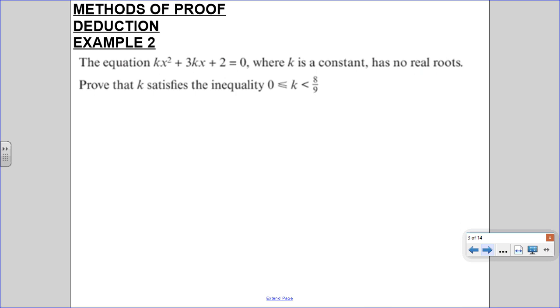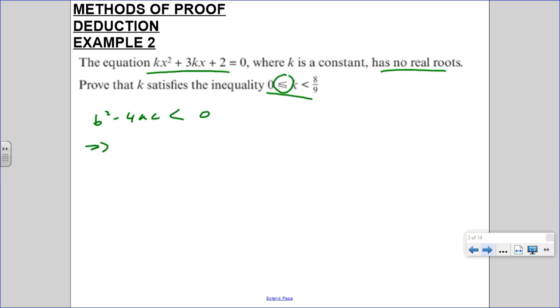Deduction. What about this one then? The equation kx squared plus 3kx plus 2 equals 0 has no real roots. Prove that this inequality satisfies. Now you've done a lot of work for this. As soon as you see no real roots, hopefully you're thinking discriminant, so b squared minus 4ac must be less than 0. It's got a little twist on it though with this inclusive inequality here.